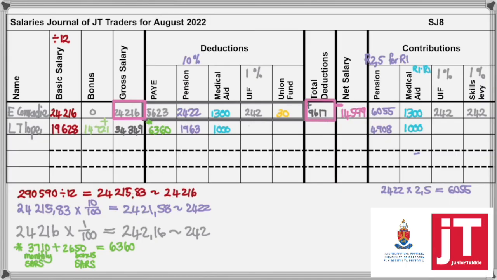Medical aid deduction was given to us as 1,000 Rand, and it's 1-to-1, so the contribution is also 1,000 Rand. Now, your UIF, it's 1% of basic salary, so yet again 1% of the 19,628, so that is how we get 196 Rand for UIF and skills development levy. Union funds was just 30 Rand. And then to get total deductions, yet again, you add all of your deductions together and you get 9,449 Rand.